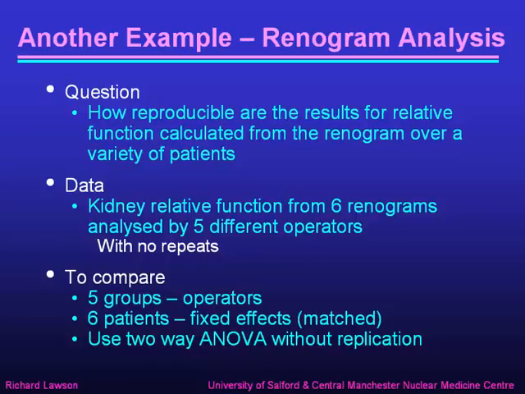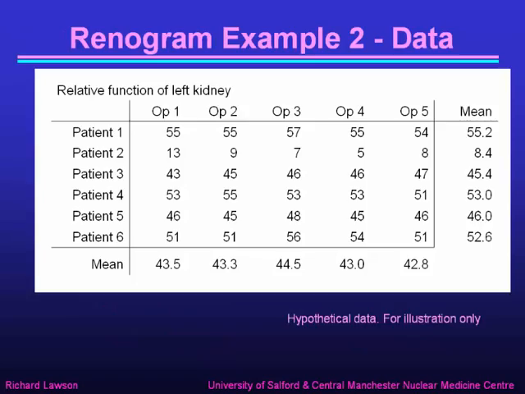These are fixed effects because they're matched in the same way as our patients were matched when we did a paired t-test. These patients are matched because some will have good function, some will have poor function, but that's going to be consistent all the way across the operators because every operator will process every patient. So we're going to use a two-way analysis of variance without replication. Here's the data. Again, it's hypothetical data only, but it shows the sort of thing that might happen in reality.